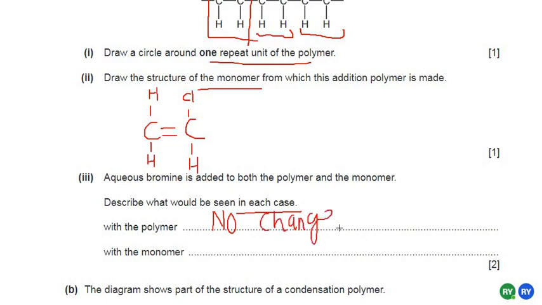But when we add aqueous bromine to the monomer, because there is a double bond, the Br is going to add across the double bond, so there will be a color change. So we can write here that with the monomer it will be decolorized. The color of bromine water will change. So I have written here that with the monomer it will decolorize.